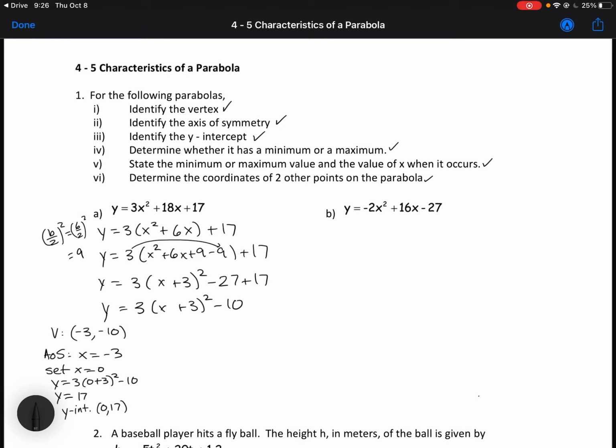My next one is a min or a max. Because my a value is greater than 0, I'm going to have a minimum value because my parabola opens up like this. Now I'm looking to state the maximum or minimum value and the value of x when it occurs. This is the vertex. So my minimum value is equal to minus 10, just my y value of the vertex, and it occurs at x equals minus 3, my x value of the vertex.